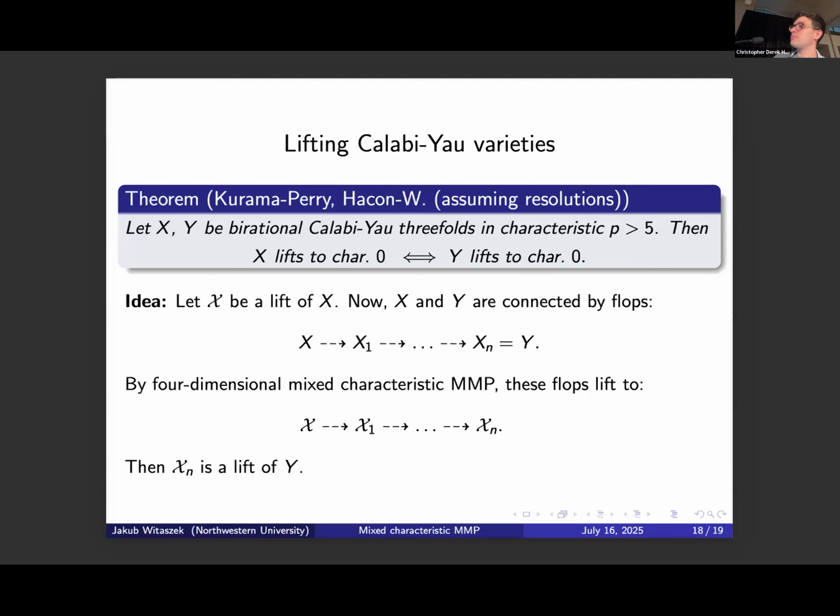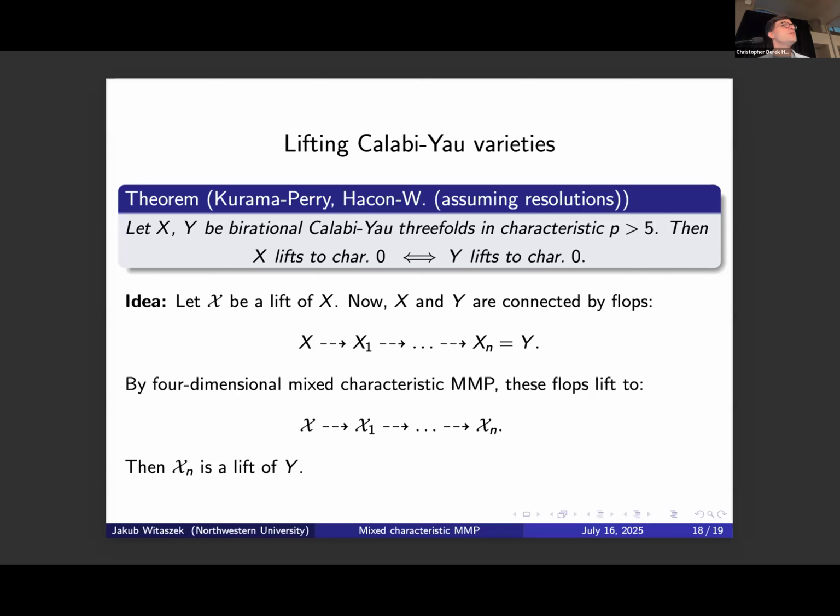Now X and Y, by work of Kawamata extended to these arithmetic settings, are connected by flops. Flops are very similar to flips, but K, the canonical divisor, is trivial for flops. So we have some very complicated birational map between X and Y, but these are connected by very simple operations, these flops from X to X1, X1 to X2, and so on.